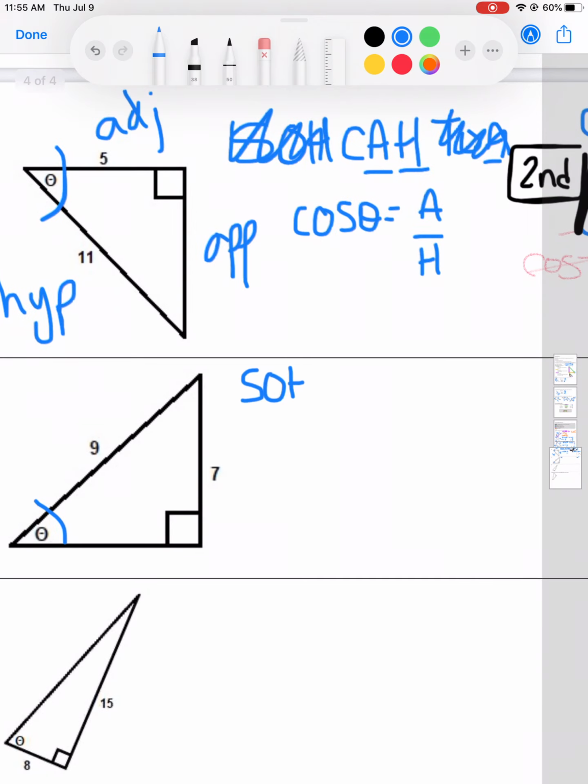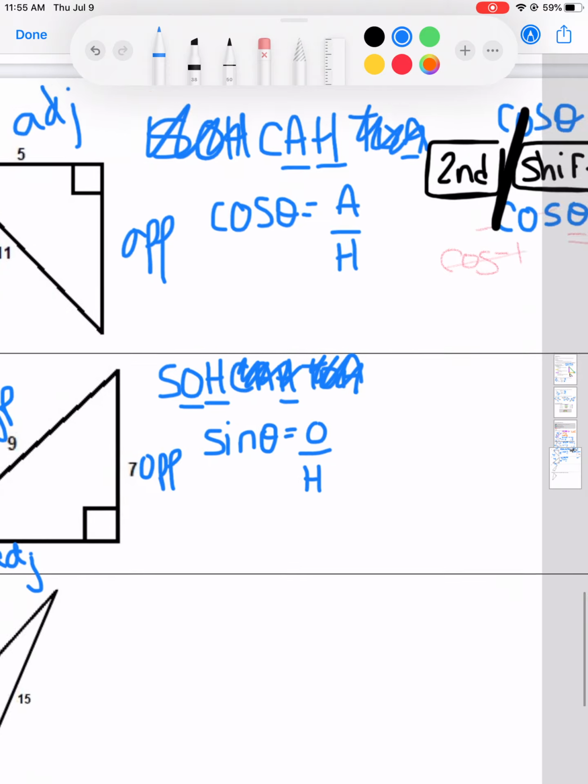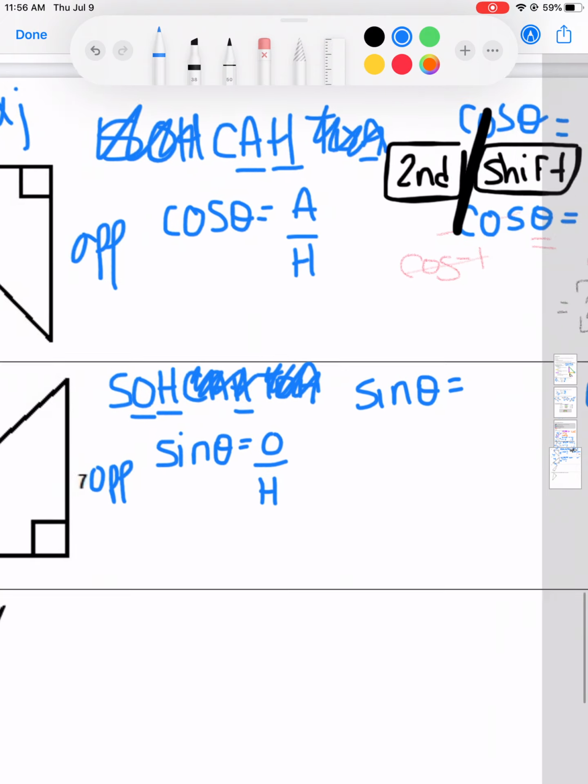Okay, let's do the next one. Oh my gosh, I lied to you. I've got my hypotenuse, I've got my opposite, I've got my adjacent. What do I need? I need an angle, but I have my hypotenuse, so I'm getting rid of my tan. I have my opposite, so I'm getting rid of my cos. So it's going to be sine theta is opposite over hypotenuse, so sine theta is equal to 7 over 9.